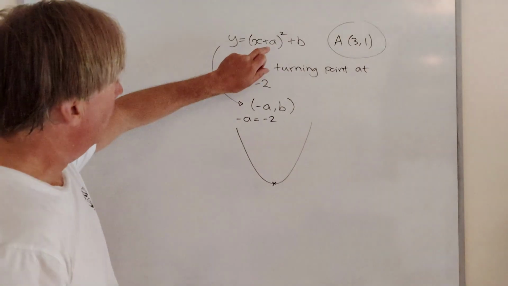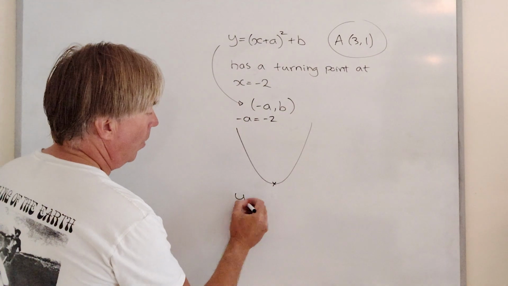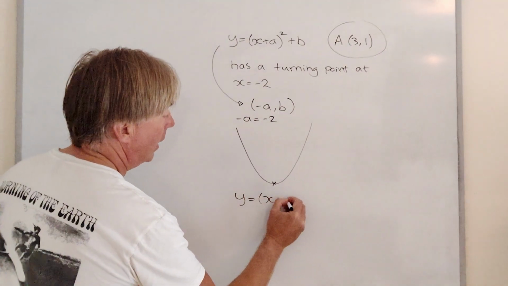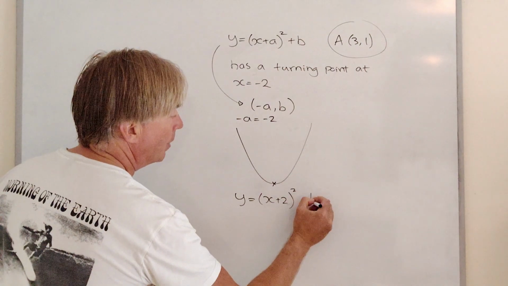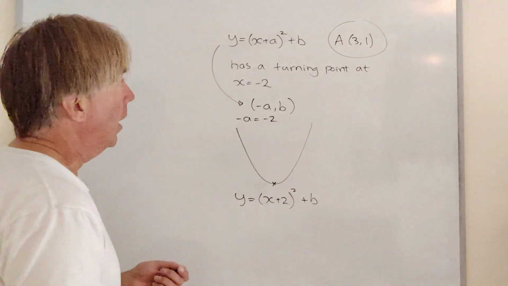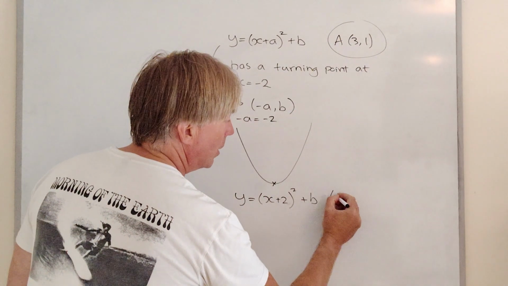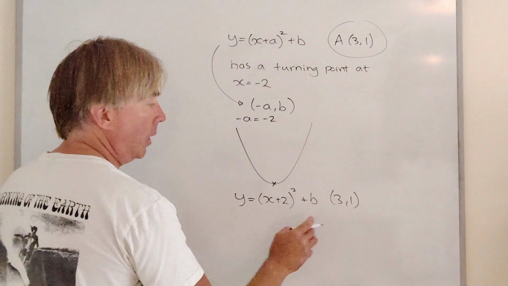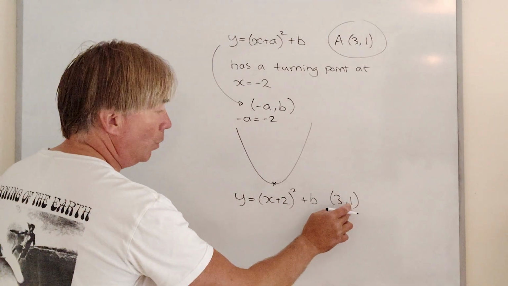So we can plug that in here. We now end up with a quadratic that's y equals (x plus 2) all squared plus b. We're also told that our point (3, 1) is on our curve, so we can sub the values 3, 1 in there. Remember to go the right way round: our x value is 3, our y value is 1.